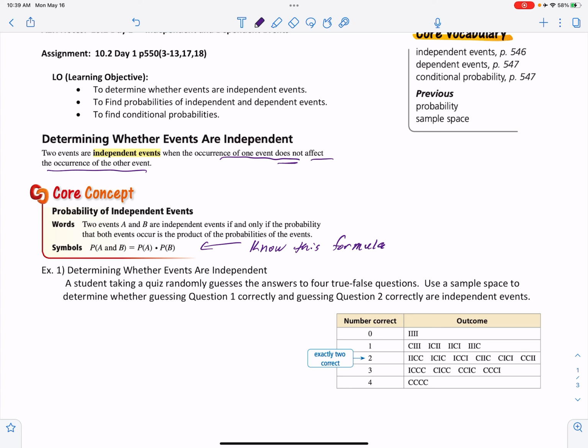And so, determine whether events are independent. They want you to show that the probabilities fit this formula: the probability of A and B is equal to the probability of A times the probability of B. They want you to use this formula. So let's see what that looks like.